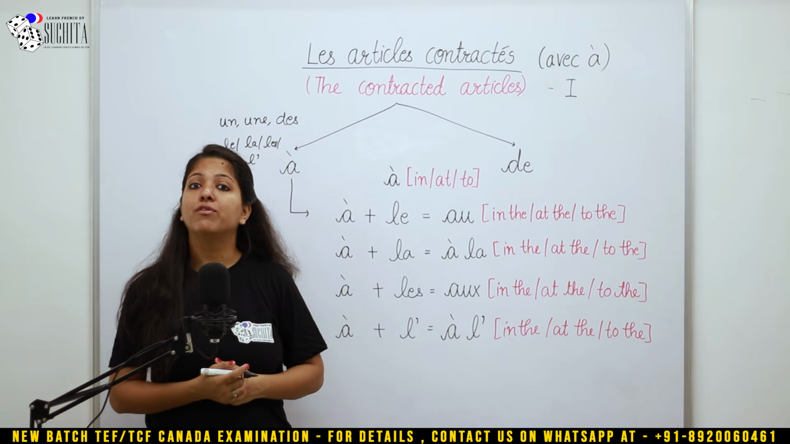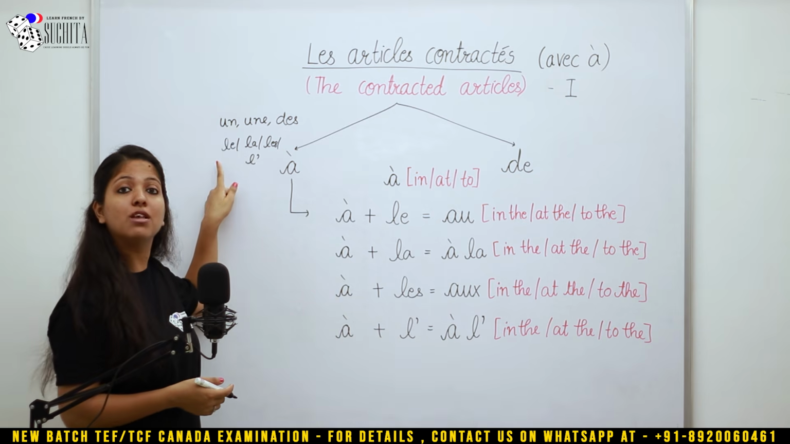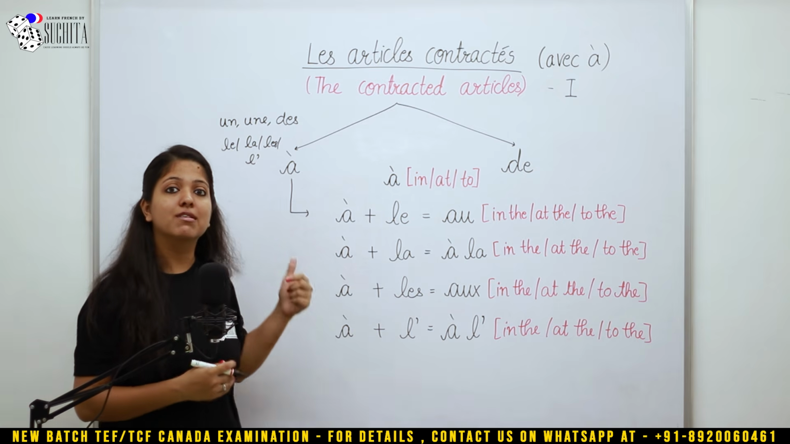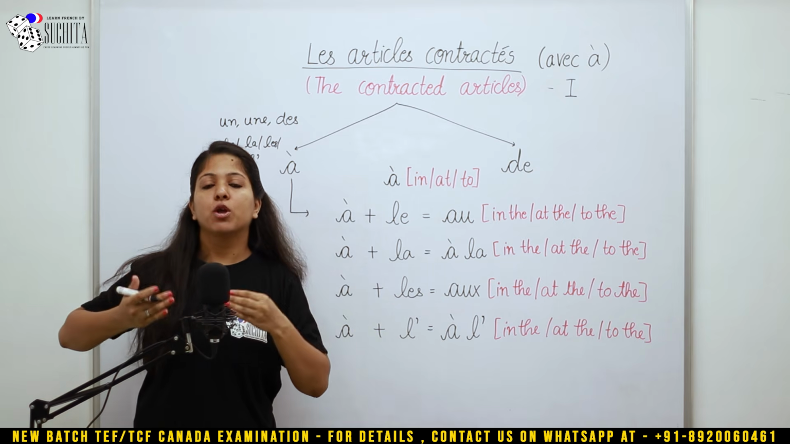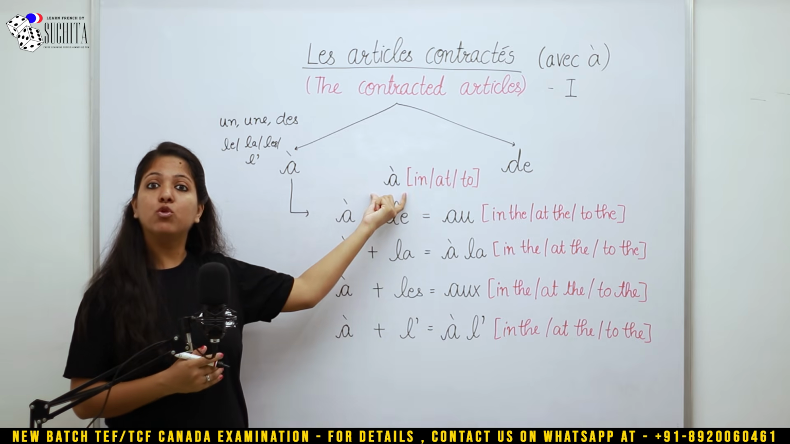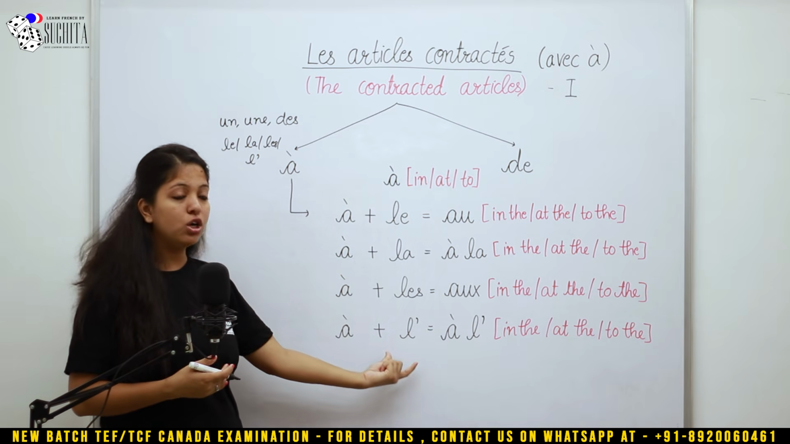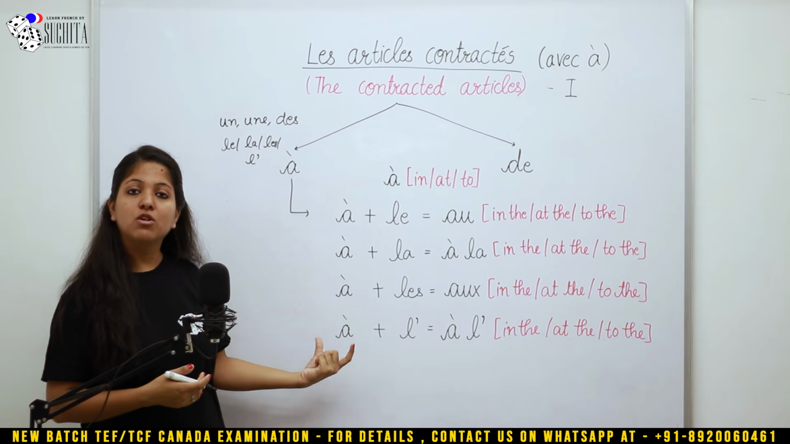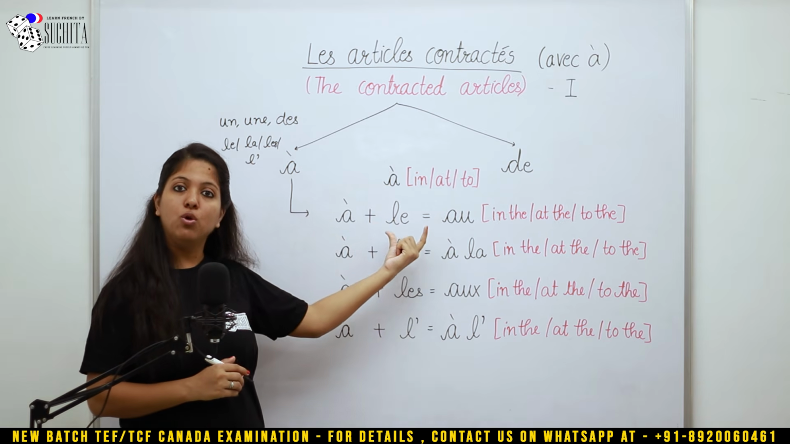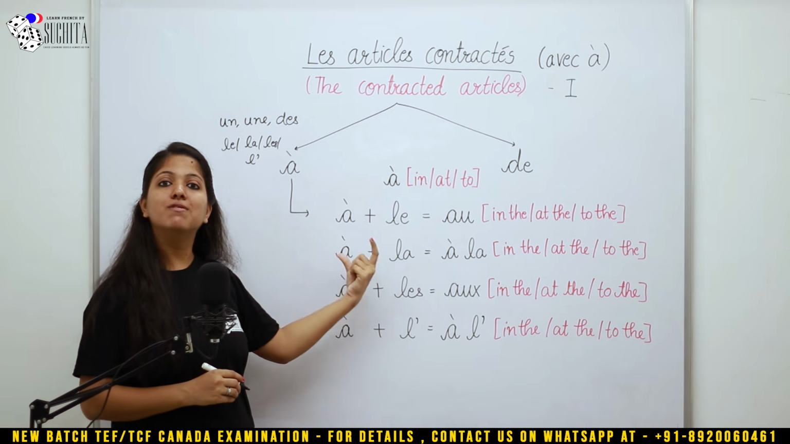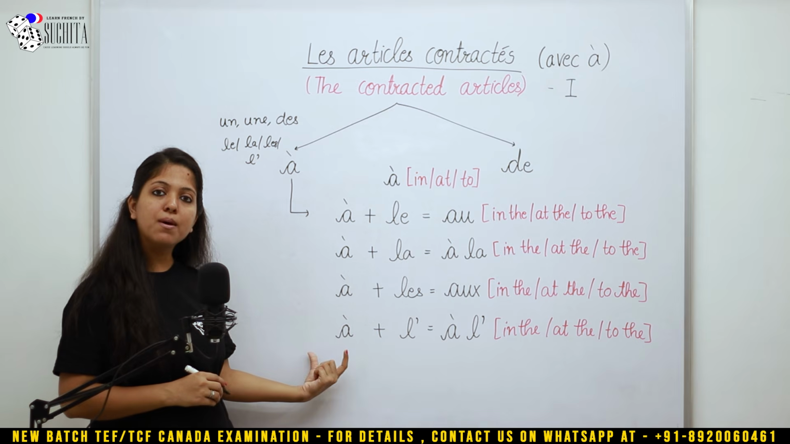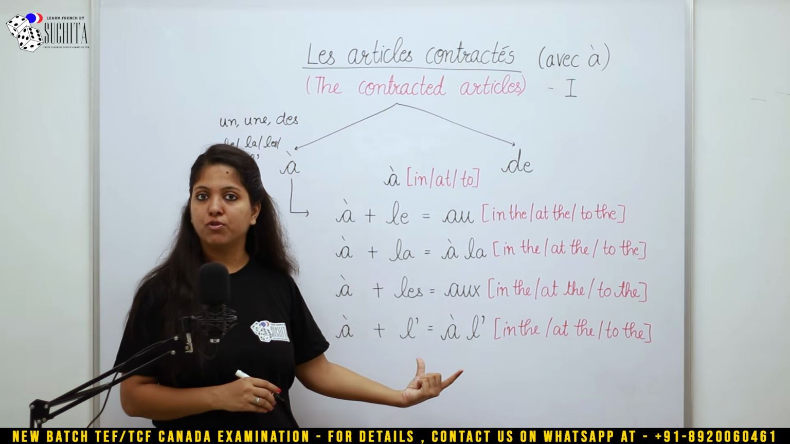So what is the in French? Just now I told you the is le, la, les ou l'apostrophe. They are your definite articles. Now I want to say in the or at the or to the. So what will I have to do? I'll have to add the into à. So here you have 4 options. À plus le, à plus la, à plus les et à plus l'apostrophe.